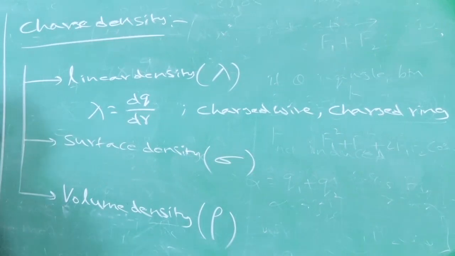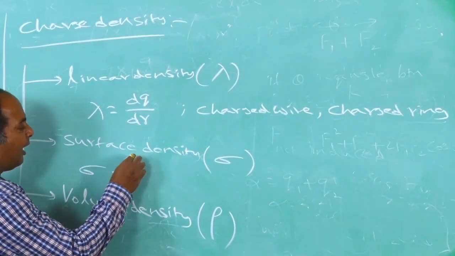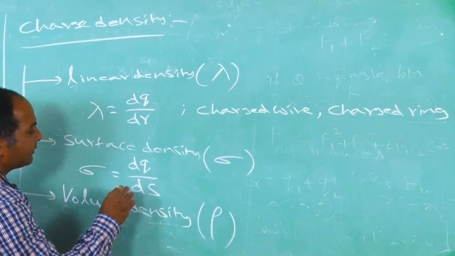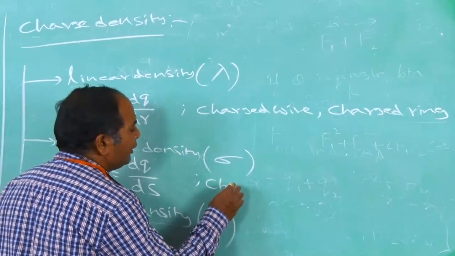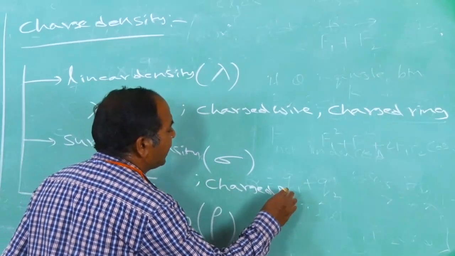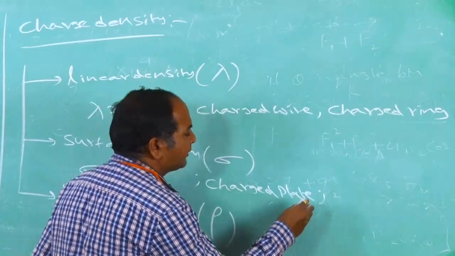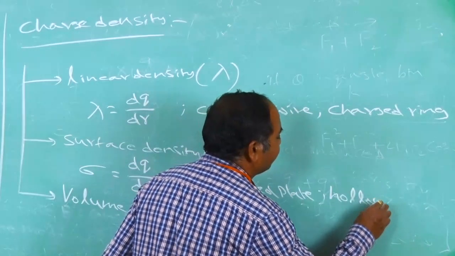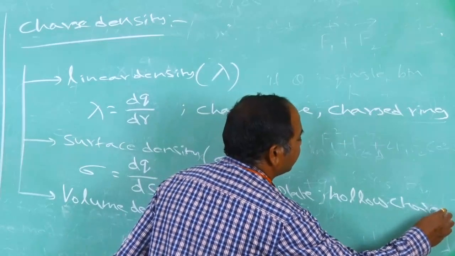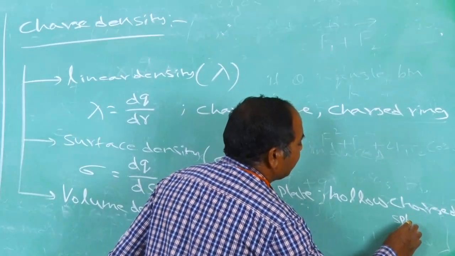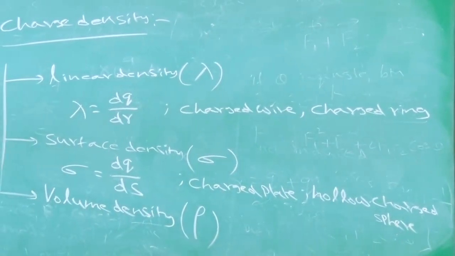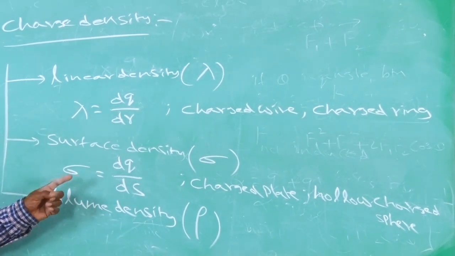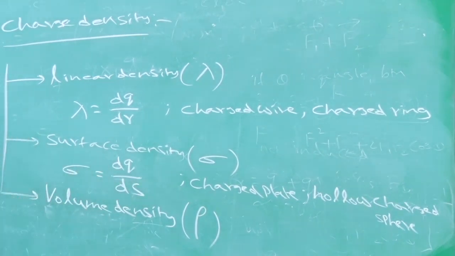Surface density means the charge per unit area, dq by ds. Here area is required. Examples are a charged plate or a hollow charged sphere. In these two, the charge resides only on the area, so surface density applies.